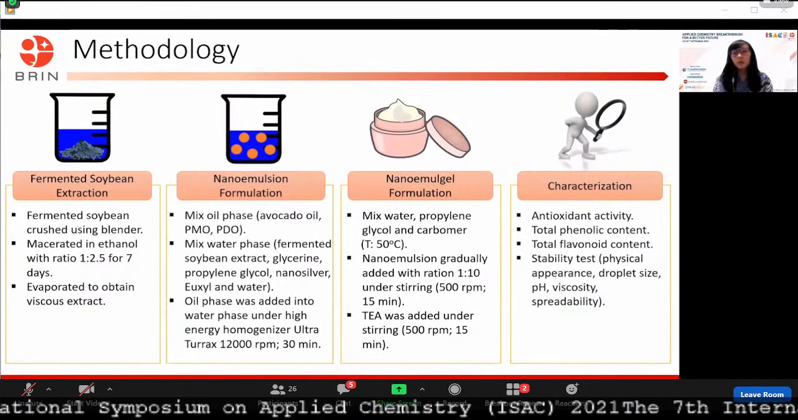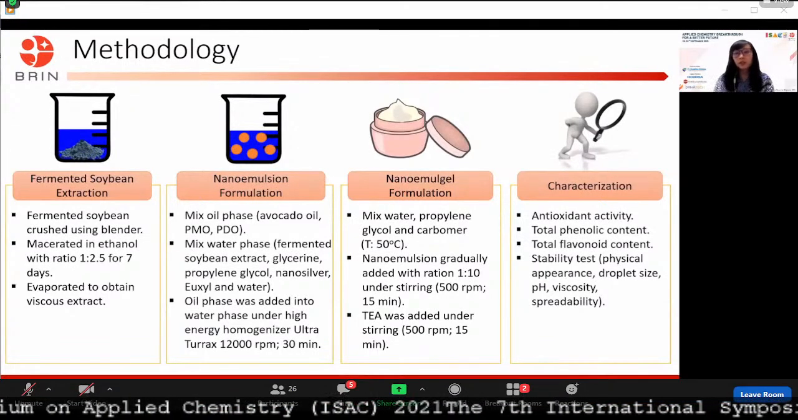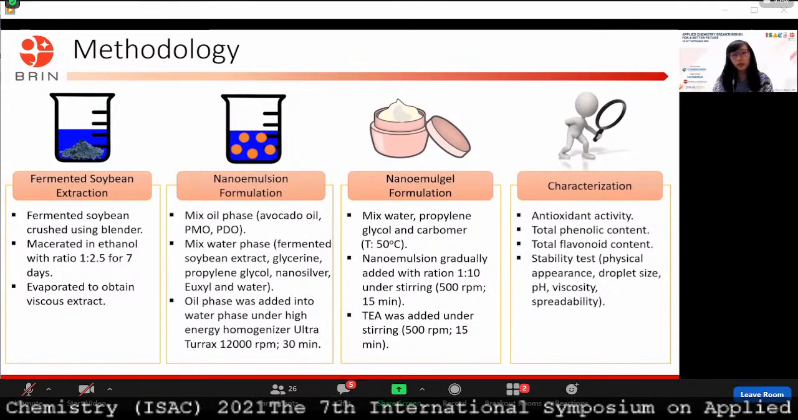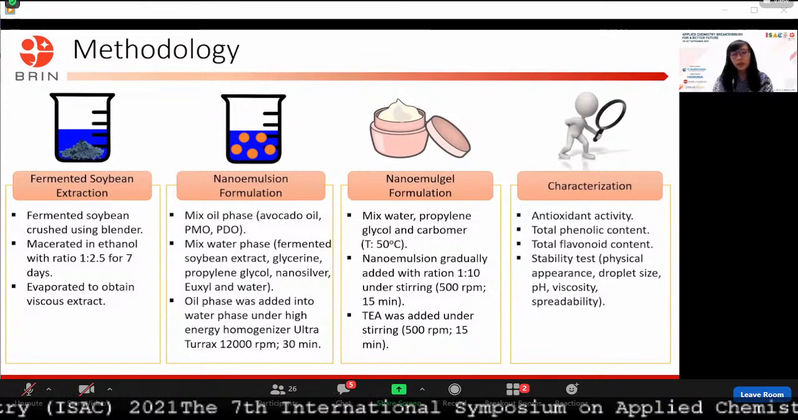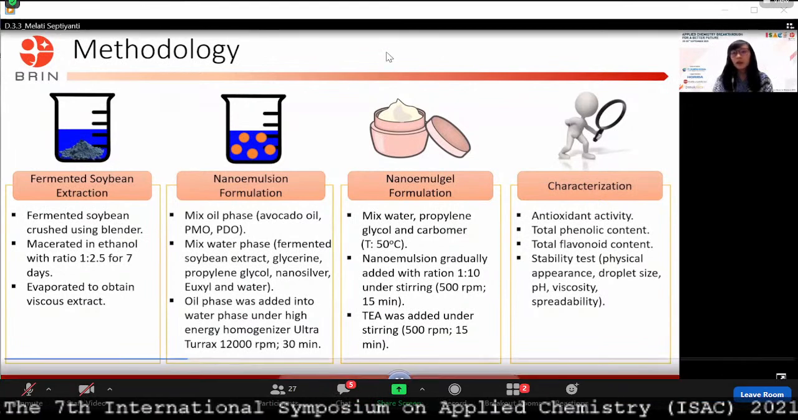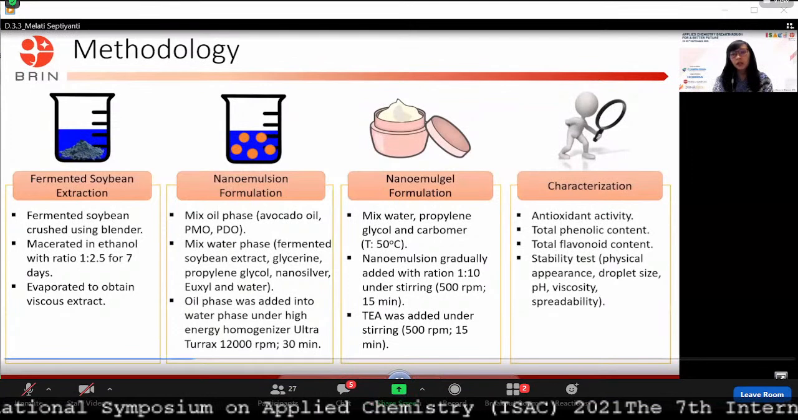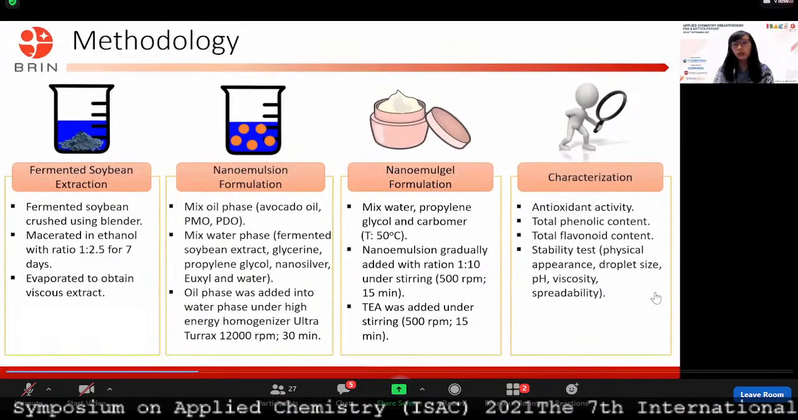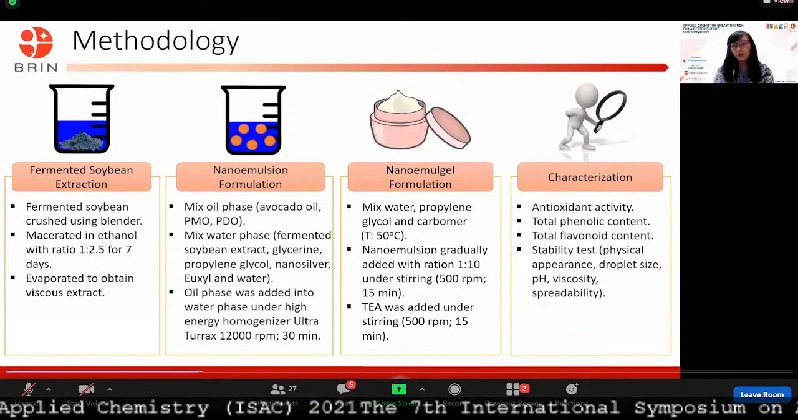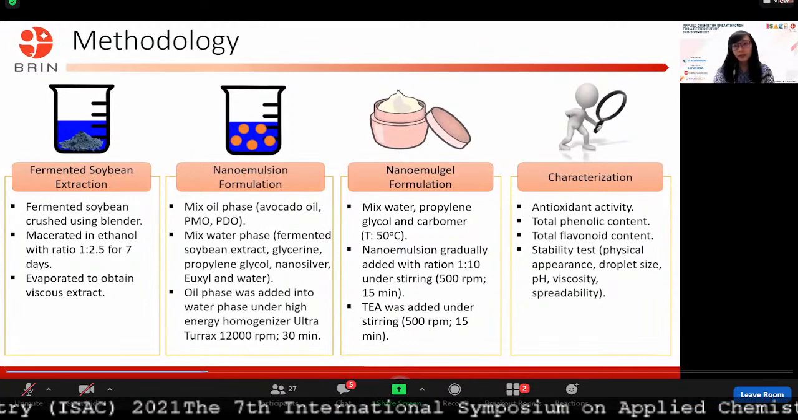Next is nano-emulgel formulation. First, we mix water, propylene glycol, and carbomer at a temperature of 50 degrees Celsius. The nano-emulsion was gradually added with a ratio of 1:10 under stirring, and then triethanolamine was added under stirring. And the last is characterization with the parameters antioxidant activity, total phenolic content, total flavonoid content, and stability tests comprising physical appearance, droplet size, pH, viscosity, and spreadability.